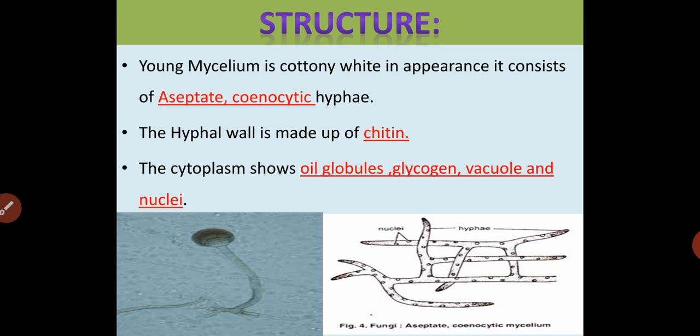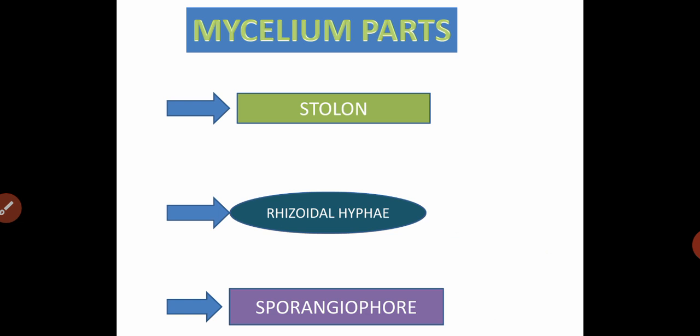This is the hyphae of Rhizopus. Rhizopus mycelium is identified by its color, that is, it is cottony white. These are aseptate in nature, cenocytic in condition. The hyphal wall is made up of chitin and the cytoplasm comprises oil globules, glycogen, vacuoles and nuclei in it. Let us move towards the mycelium parts. It comprises three parts, that is stolon, rhizoidal hyphae, and sporangiophore.